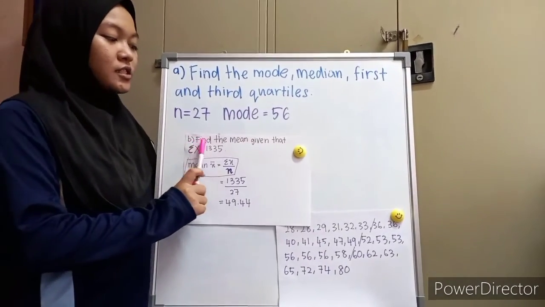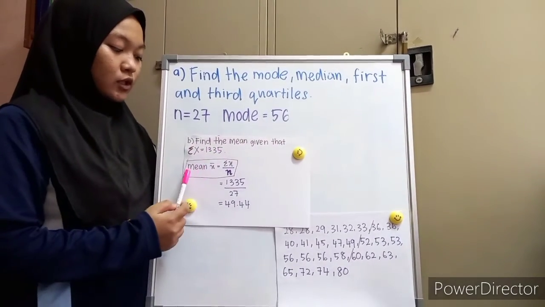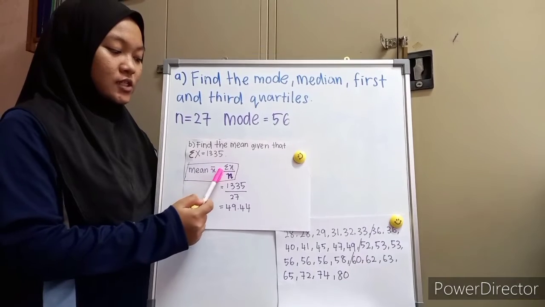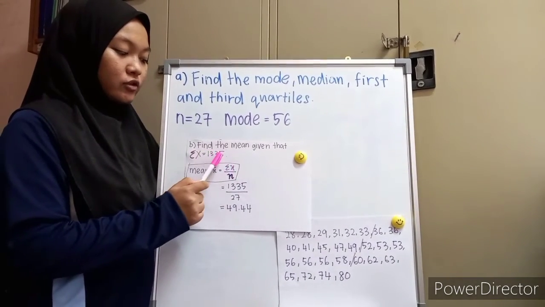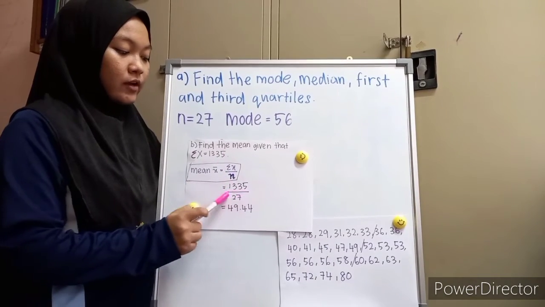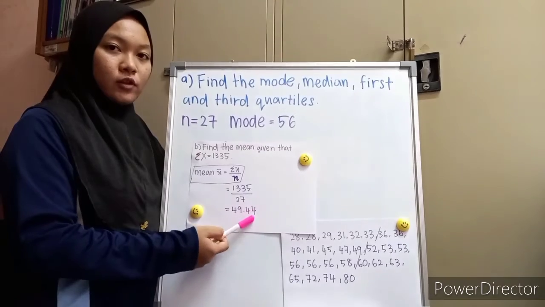The next question is to find the mean, given that the sum of x is 1335. The formula for the mean is the sum of x divided by n. The sum of x given here is 1335 divided by 27, which is n. We will get the mean is 49.44.